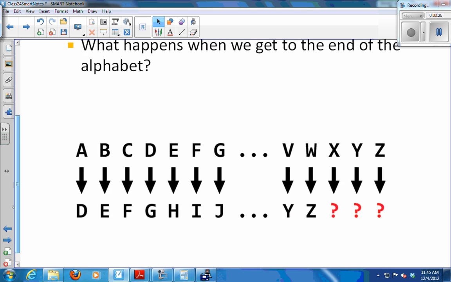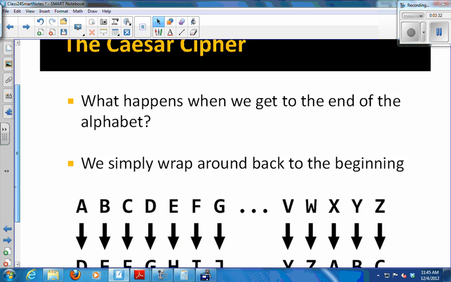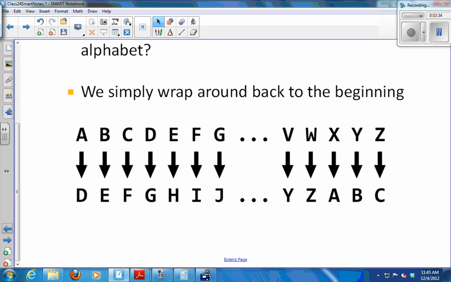What do you think happens when you get to the end of the alphabet? Start over. Yep, it becomes A, B, C. X goes to A, Y goes to B, and Z becomes C.